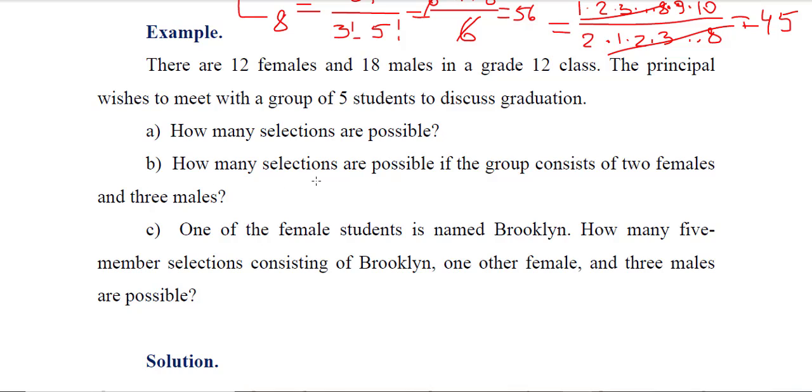Second question, how many selections are possible if the group consists of 2 females and 3 males? And the last question, one of the female students is named Brooklyn. How many 5-member selections consisting of Brooklyn, 1 other female and 3 males are possible?